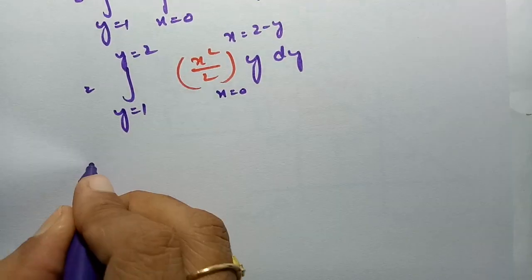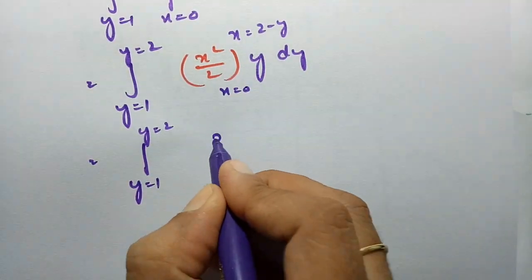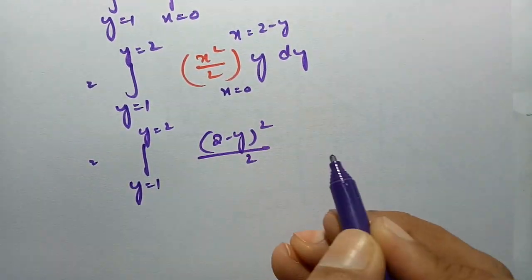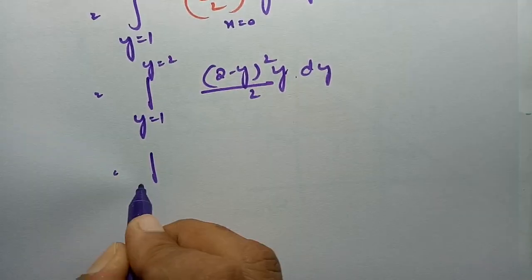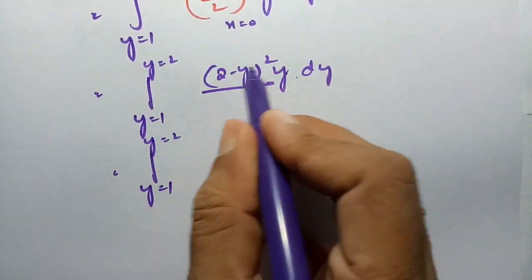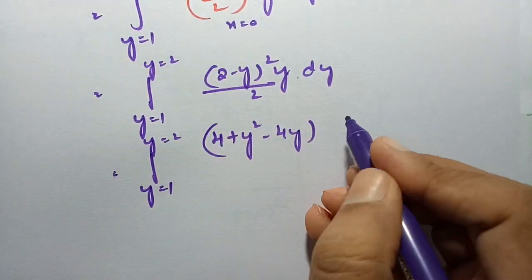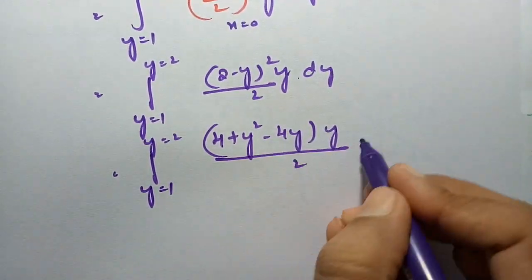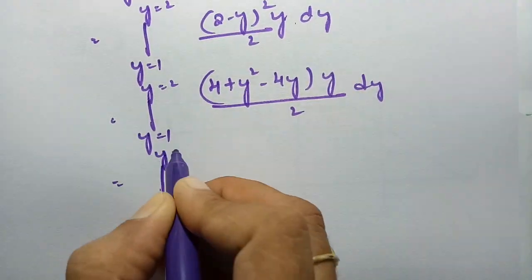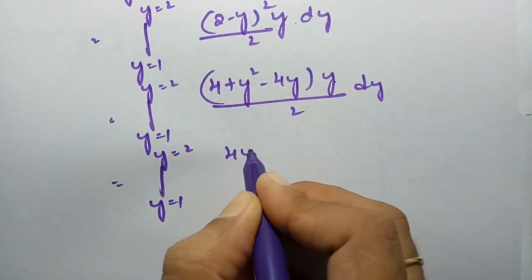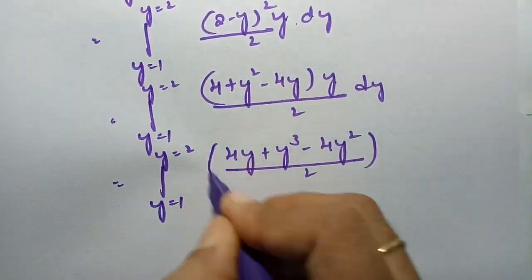If I substitute the same thing here, then y is equal to 1 to y is equal to 2. If I substitute the upper limit, that is (2 minus y) whole square by 2 into y into dy. So this will be y is equal to 1 to y is equal to 2. So if you expand this one, that is a square plus b square minus 2ab into y by 2 into dy. So this will be y is equal to 1 to y is equal to 2. If I keep on multiplying, this will be 4y, this will be y cube minus 4y square by 2 into dy.